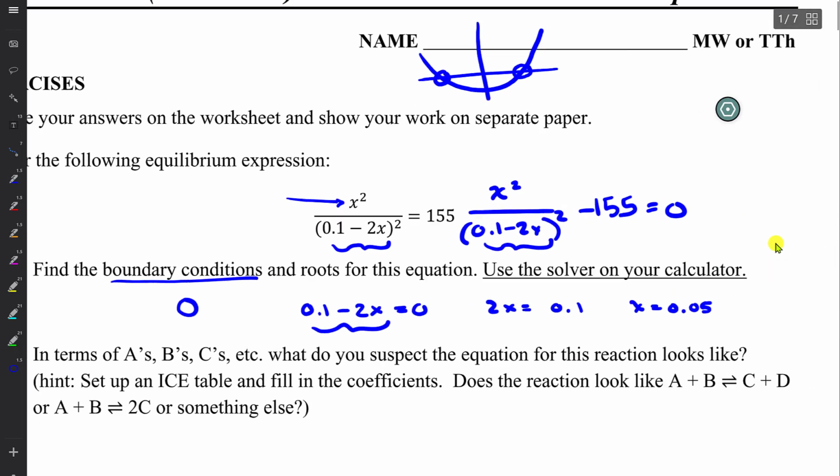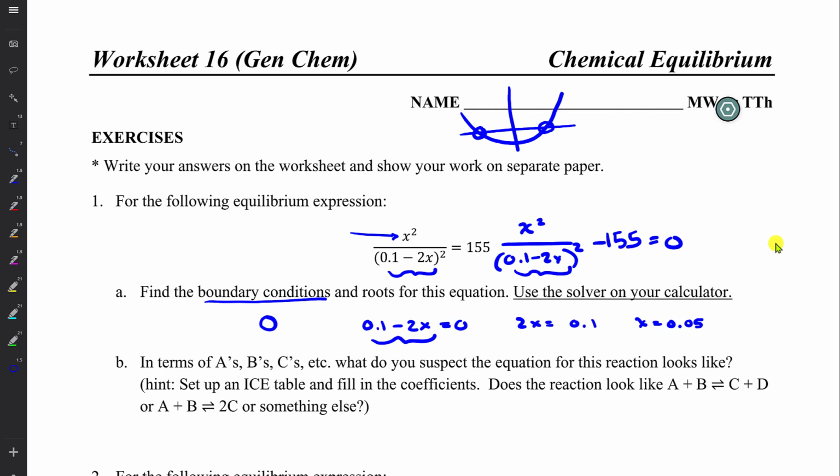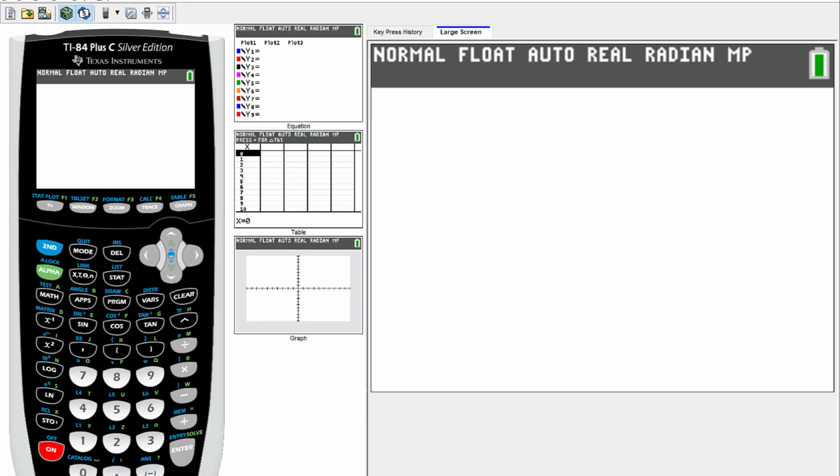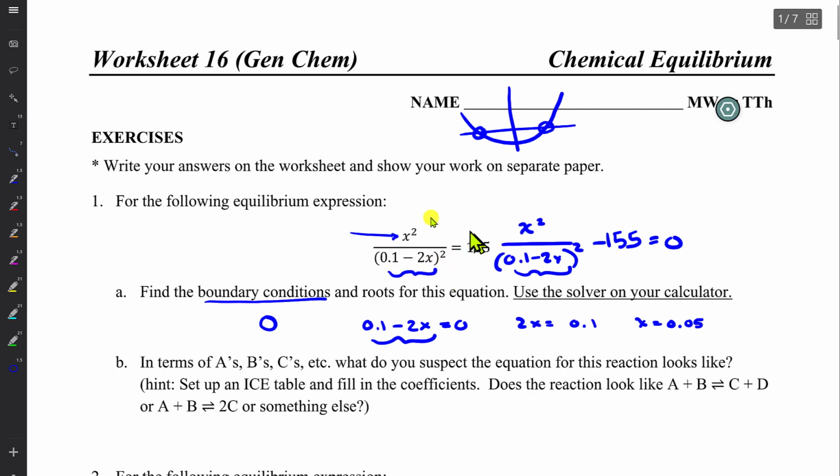Now, how do you solve these expressions in your calculator? I pulled up an emulator for a TI-84 calculator, but I'm also going to show you on Wolfram Alpha how to do it. Since this is an online version of the class, you have access to some of these tools that you wouldn't normally. Next I'll open up the emulator. Make note of the equation: x squared divided by (0.1 minus 2x) squared is equal to 155. Now we'll go over to the emulator and I'll show you how to enter that in.